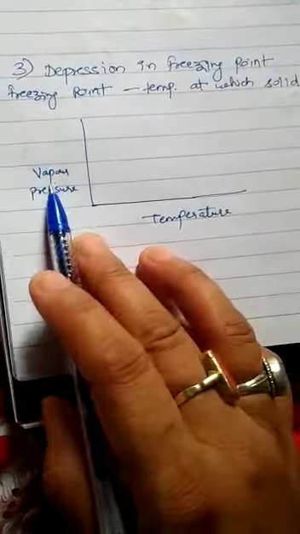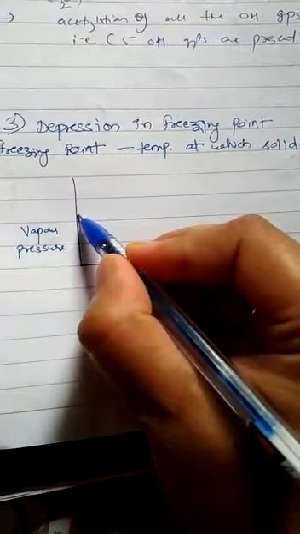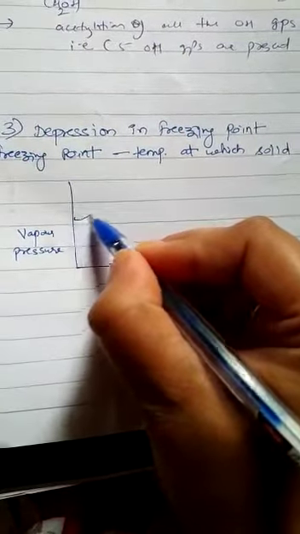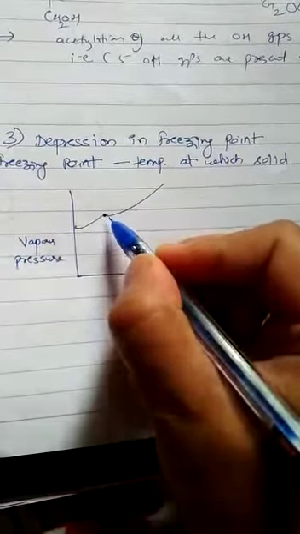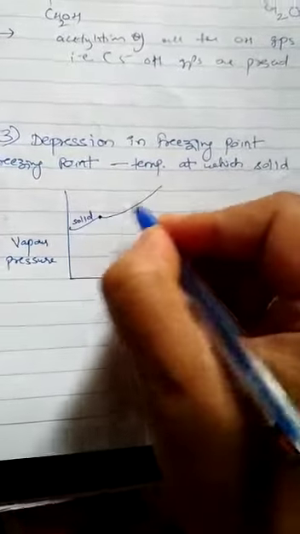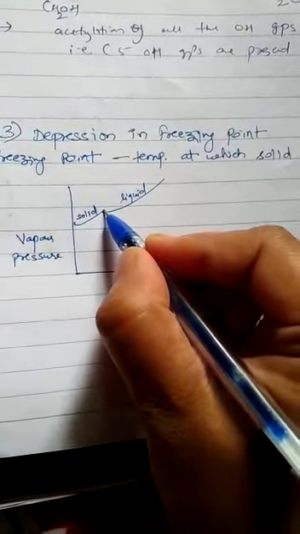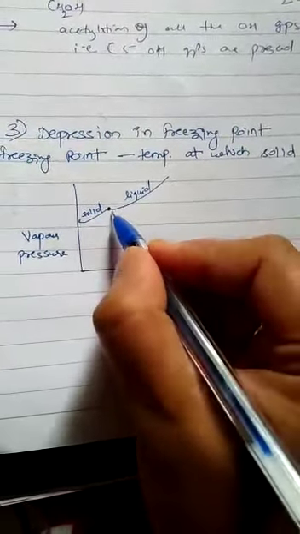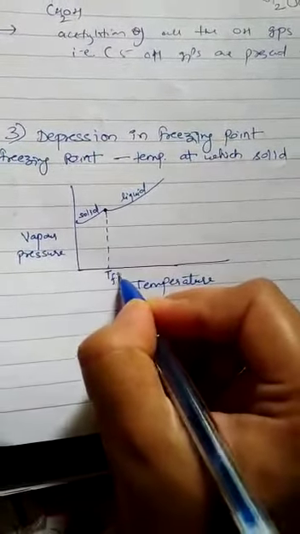Now again, if we plot a graph between vapor pressure and temperature, then for a pure solvent we will get a curve like this. And this will be the freezing point of the pure solvent. Here it will be in the solid state and here it will be in the liquid state. So this is the point at which both the states will coexist. So this is the freezing point of pure solvent. That's why we will denote it as Tf naught.